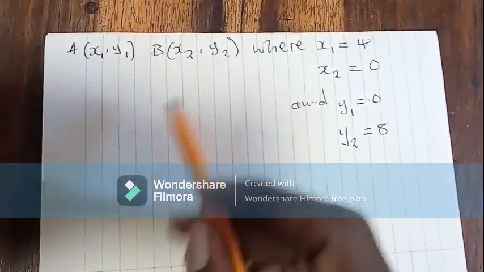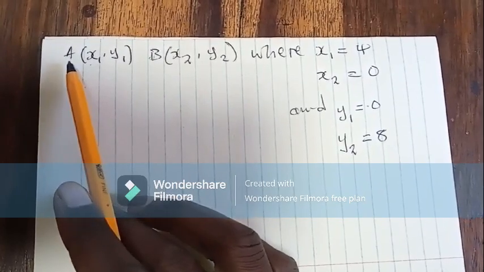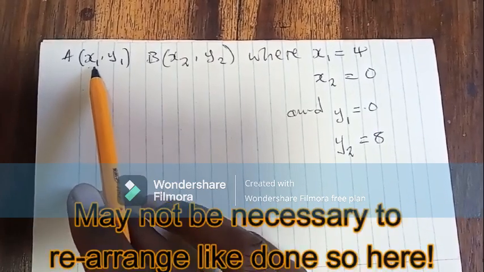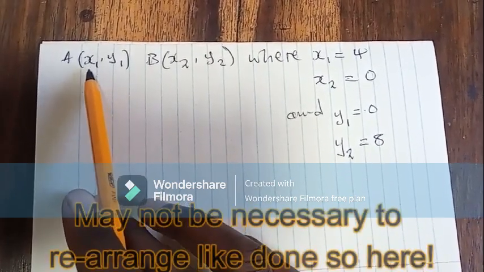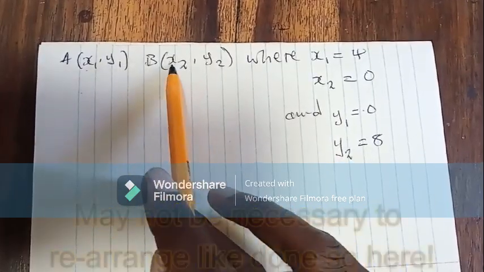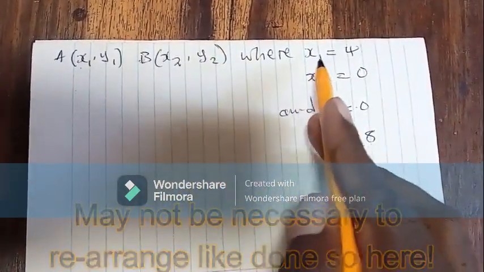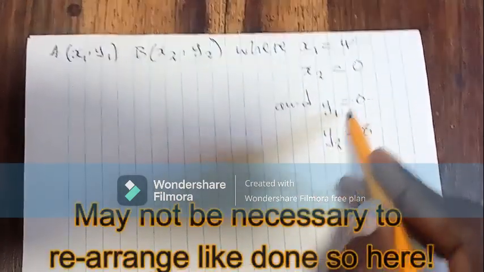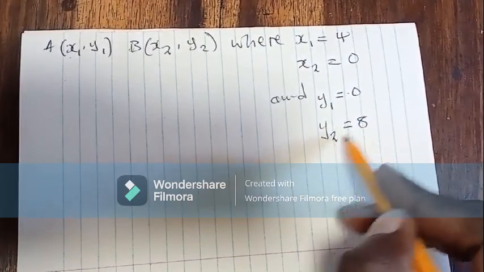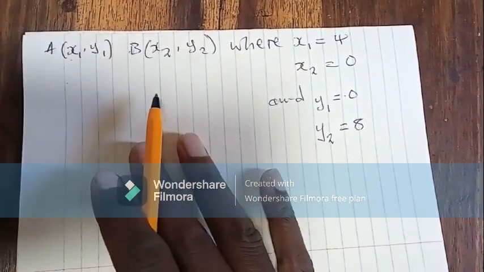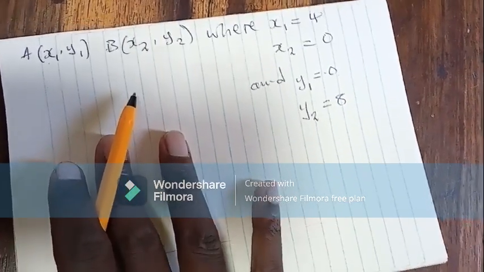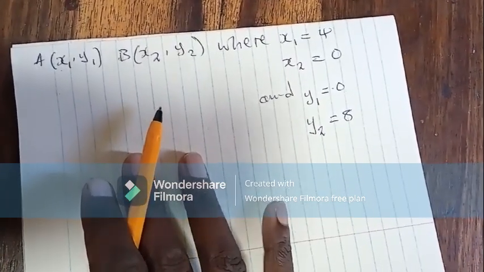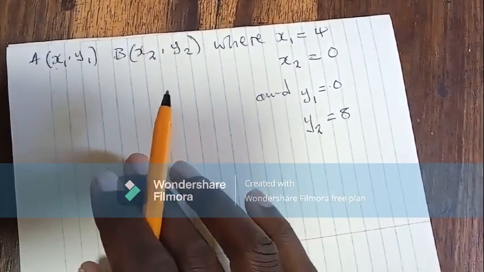And so we are just going to arrange our points A and B in this manner, as x1, y1 and then x2, y2, of which we know x1 is 4 and then x2 is 0, then y1 is 0, then y2 is 8. So after arranging them in that manner, we can easily replace these in our formula for the gradient.